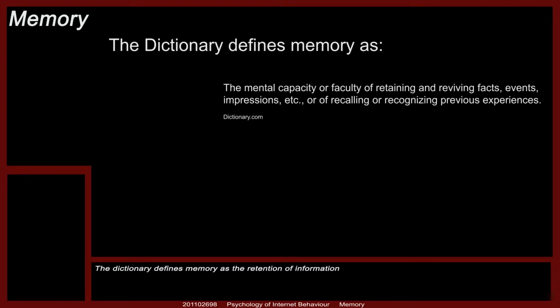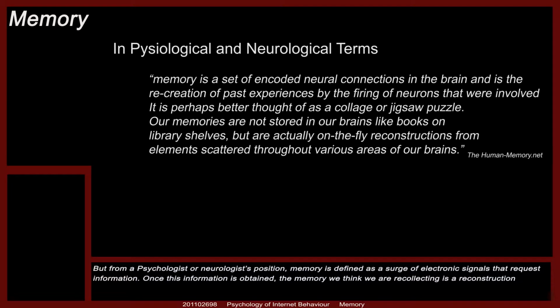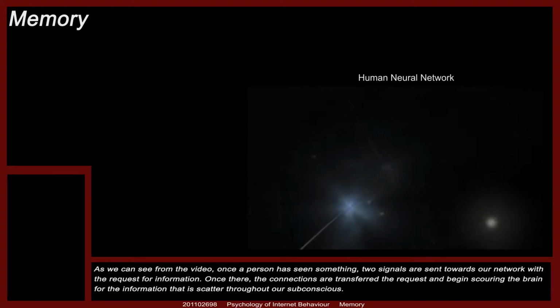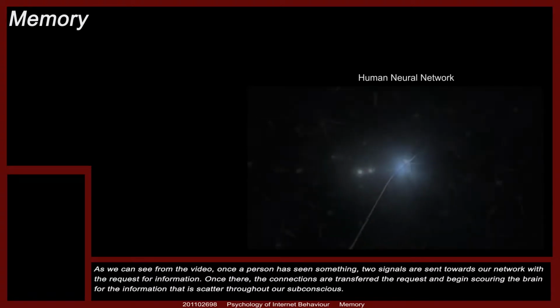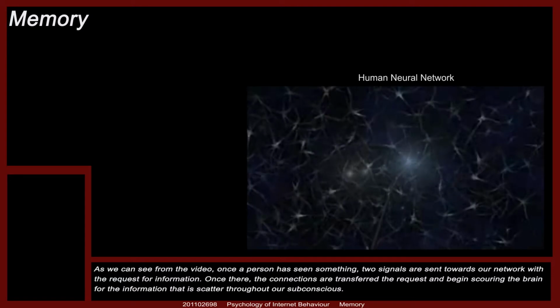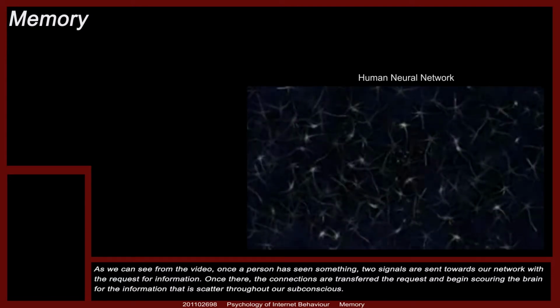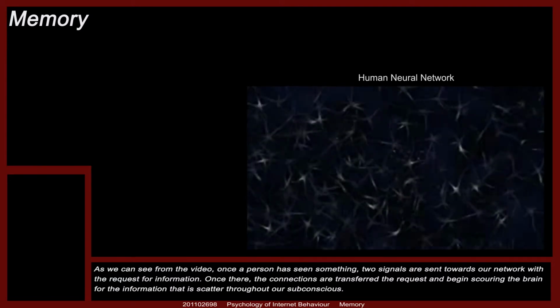The dictionary defines memory as the retention of information, but from a psychologist and neurologist's position, memory is defined as a surge of electronic signals that request information. Once information is obtained, the memory we think we're recollecting is a reconstruction. As we can see from the video, once a person has seen something, two signals are sent towards a network with the request of information. Once further connections are made, the request is transferred and begins scouring the brain for the information that is scattered throughout our subconscious.